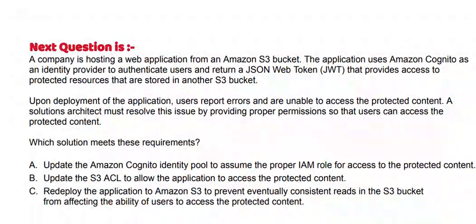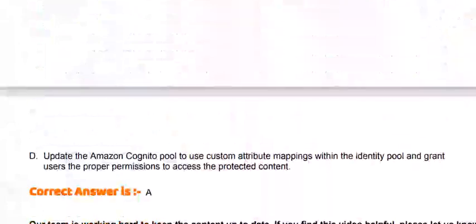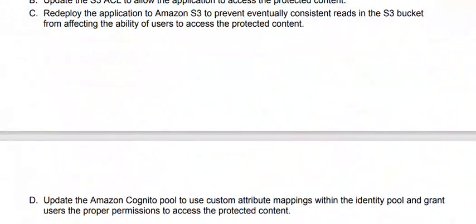Option A, update the Amazon Cognito identity pool to assume the proper IAM role for access to the protected content. Option B, update the S3 ACL to allow the application to access the protected content. Option C, redeploy the application to Amazon S3 to prevent eventually consistent reads in the S3 bucket from affecting the ability of users to access the protected content. And option D, update the Amazon Cognito pool to use custom attribute mappings within the identity pool and grant users proper permissions to access the protected content. And the correct answer is option A.